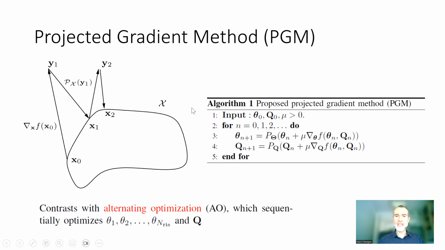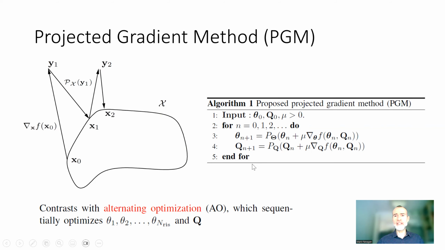So that's the idea. We do this process sequentially on the phase shifts of the RIS, and then we do it on the covariance matrix. This is the step in the direction of the gradient, followed by projection. P_Theta is a projection onto Theta, followed by a step and projection onto Q. And we iterate this process until we reach convergence.